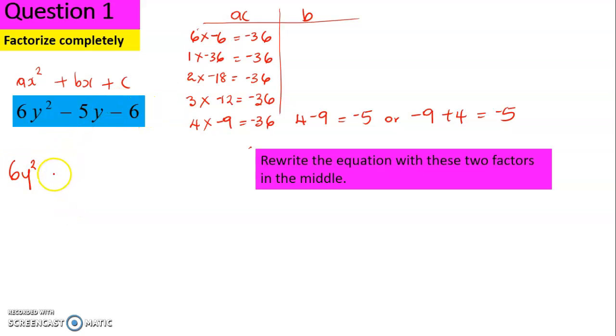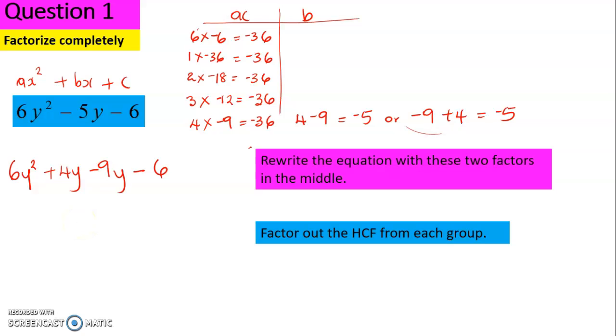6y squared. Now we're gonna use either 4 minus 9 or negative 9 plus 4. Let's use positive 4 minus 9. So it's plus 4y minus 9y minus 6. Now we're gonna group these terms, and we're also going to factor out the highest common factor from each group. So our first group is 6y squared plus 4y. So our highest common factor in this case is 2y.